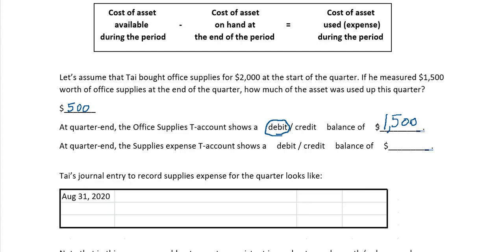Second question, at quarter end, does the supplies expense T account show a debit or credit balance? So again, for expenses, when they go up, we have a debit balance. And looking over here, we had 500 of supplies used up. So our supplies expense T account will show a debit of 500.